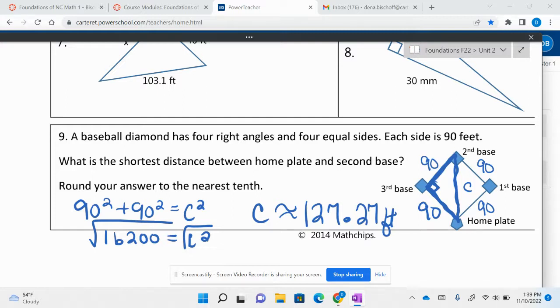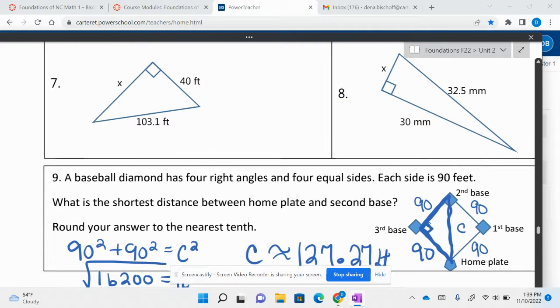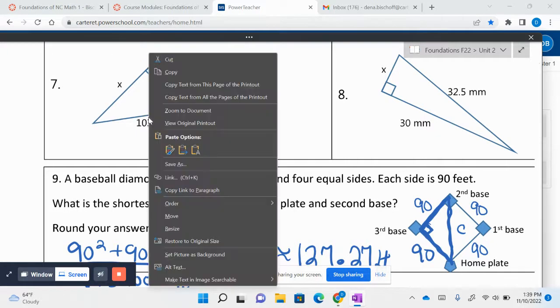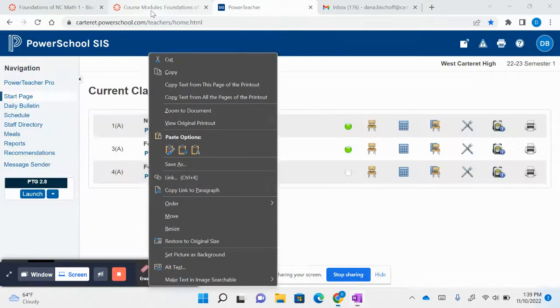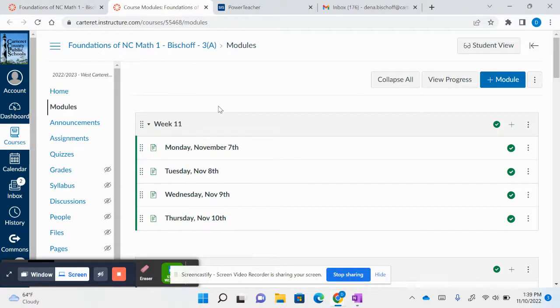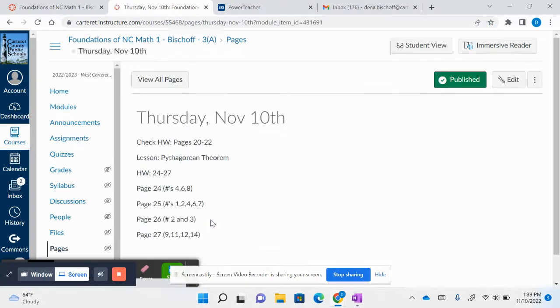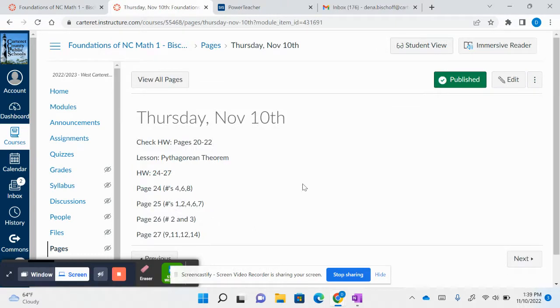So here, you have to do c is about 127. Perfect. Okay. So feet, F-T. So we are doing the page that we were just on, page 24, which is the page that you are at right now. I want you to do numbers 4, 6, and 8. Circle those. 4, 6, 8.